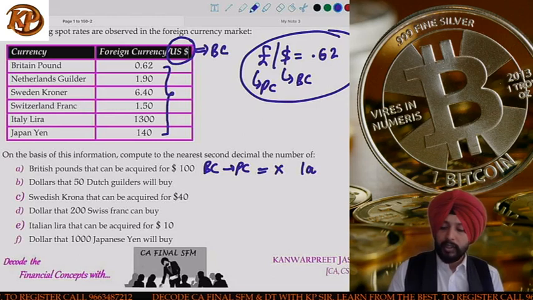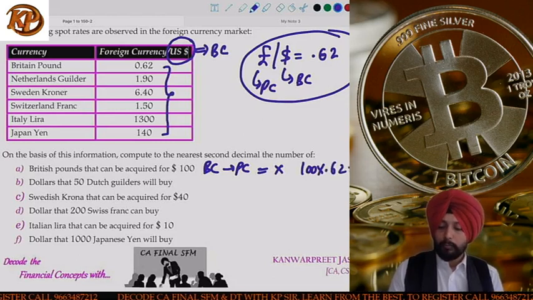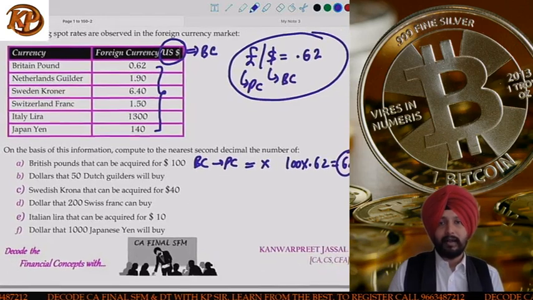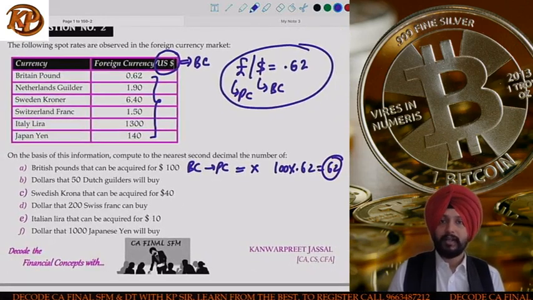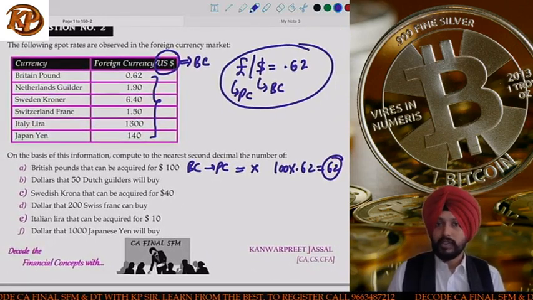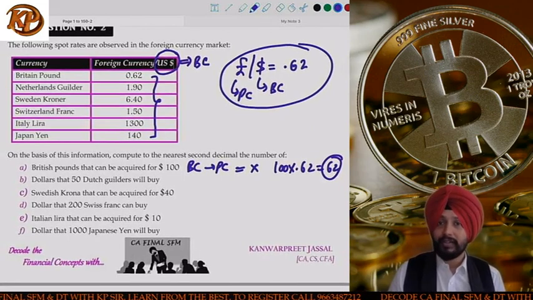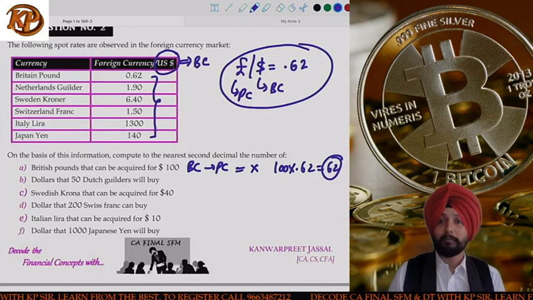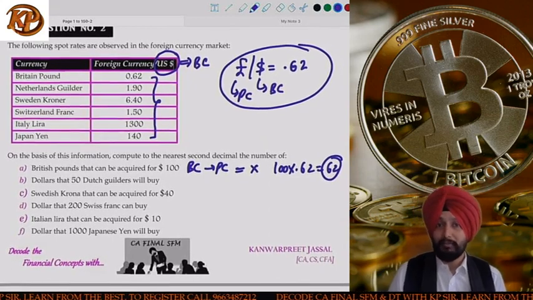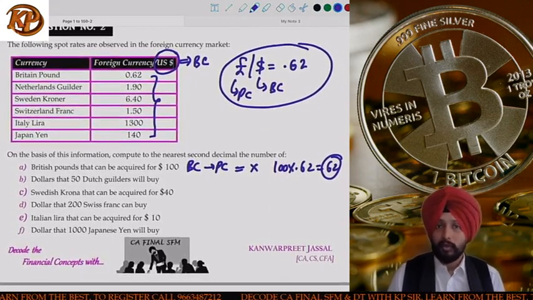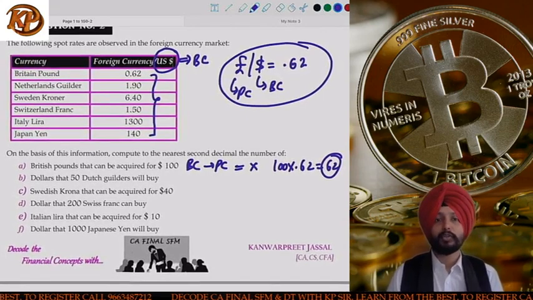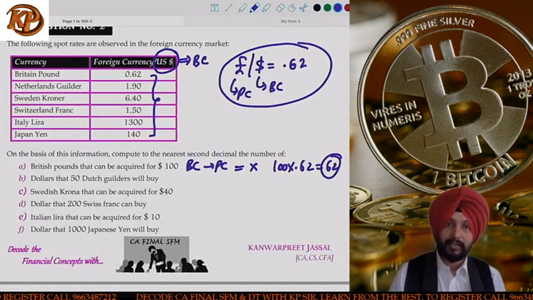Even logically I know I should multiply, because by giving $100 I will get less than 100 pound. So first case I will get 100 into 0.62, which is 62 pounds, and that sounds correct also logically, because by giving dollars you should get less pound. If somebody by mistake divides, you forget the rules and you divide by mistake, it does not matter, because by looking at your final answer you will know that you have made a mistake.